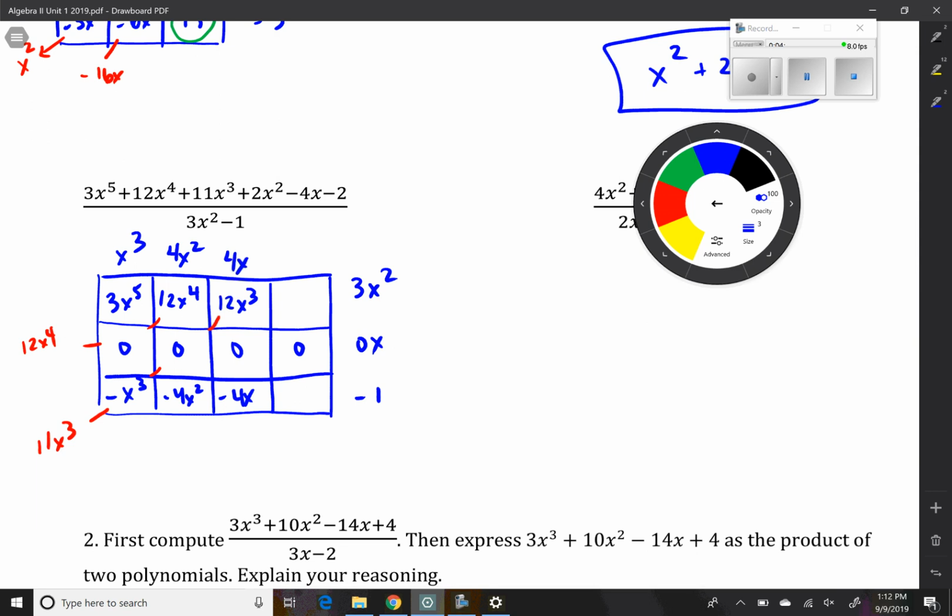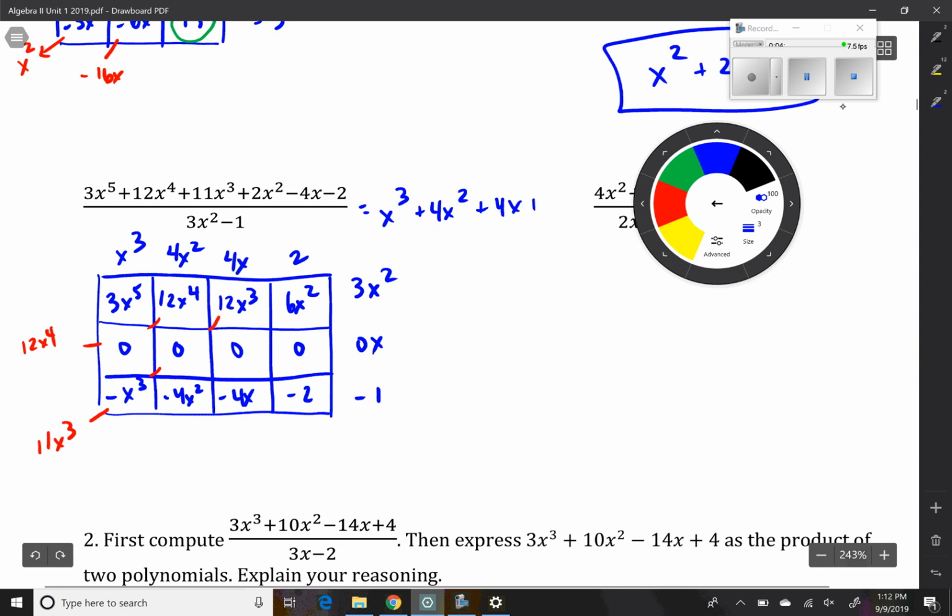And for my x squared terms, I need to make 2x squared, which would make us having to make this 6, because 6 and negative 4 would make 2. That would make us multiply this here by 2. And this would become negative 2, which works. Everything works out. So my final answer here winds up being x to the 3rd plus 4x squared plus 4x plus 2.